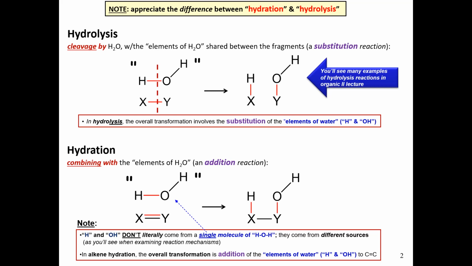In alkene hydration, the overall transformation is addition of the elements of water, H and OH, across the carbon-carbon double bond. Please note that H and OH don't literally come from the same molecule of water. They come from different sources, as you'll see when examining reaction mechanisms.